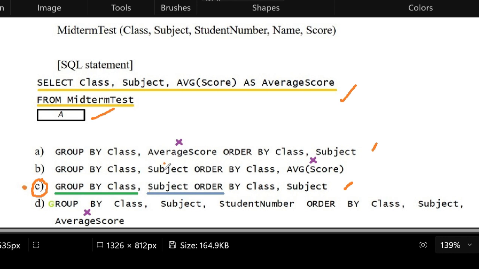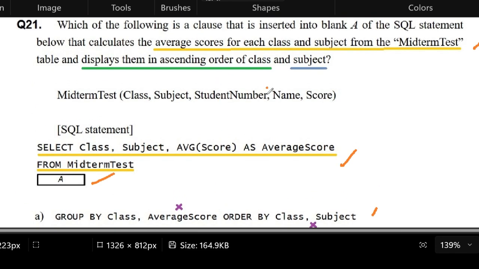Because if you look at the differences and the similarities of the possible answers in this question, we find that they keep on using the average score. Average score, group by class, subject, order by average score. But what we really need to focus on is to get them to be displayed in ascending order using the class and subject, not the average score. We want to calculate the average score, but we're displaying them in ascending order of class and subject. So we should have class and subject.